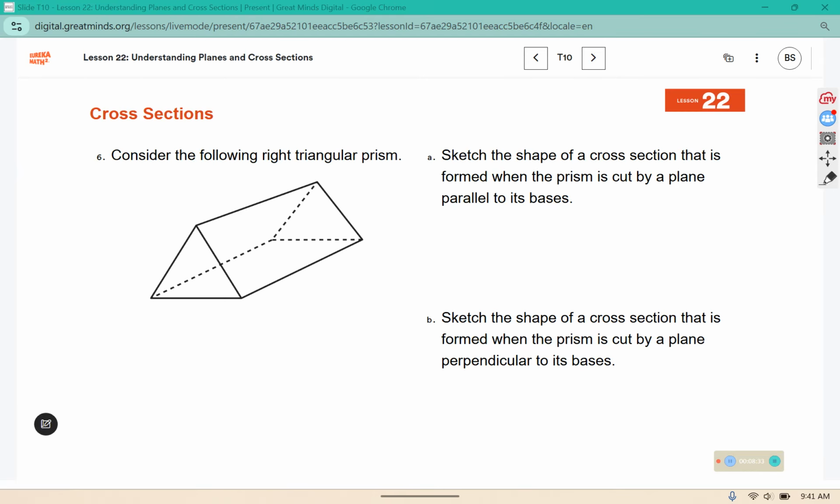Six, consider the right triangular prism. Sketch the shape of a cross section that is formed when a prism is cut by a plane parallel to its bases. So parallel to its bases, remember the triangles are the bases. So if we cut parallel to the bases, we will get a triangle.